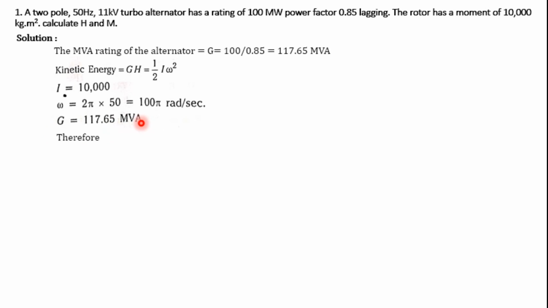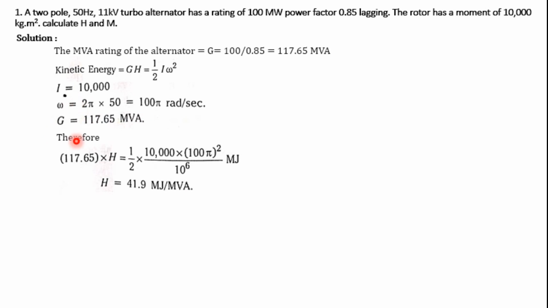So therefore, substituting these values, we'll get the value of H equal to 4.19 megajoule per MVA rating. And also we know that M is equal to GH by 180 F. Substitute the G and H values: the G value is 117.65 and the H value is 4.19, and the frequency is 50. So we'll get 0.0548 megajoule second per electrical degree.